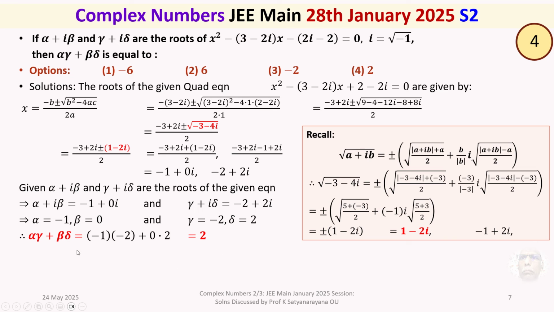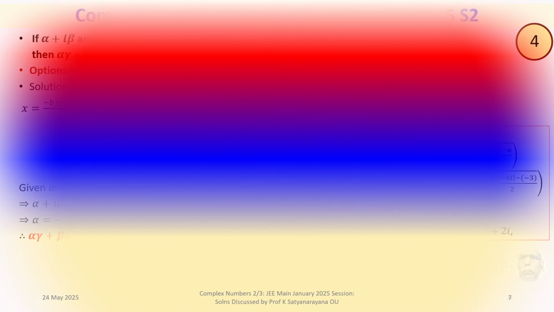So thus we get alpha gamma plus beta delta is 2. So the answer to this question is option 4. That is the detailed discussion of the solution of this problem. Let's move to the next question.